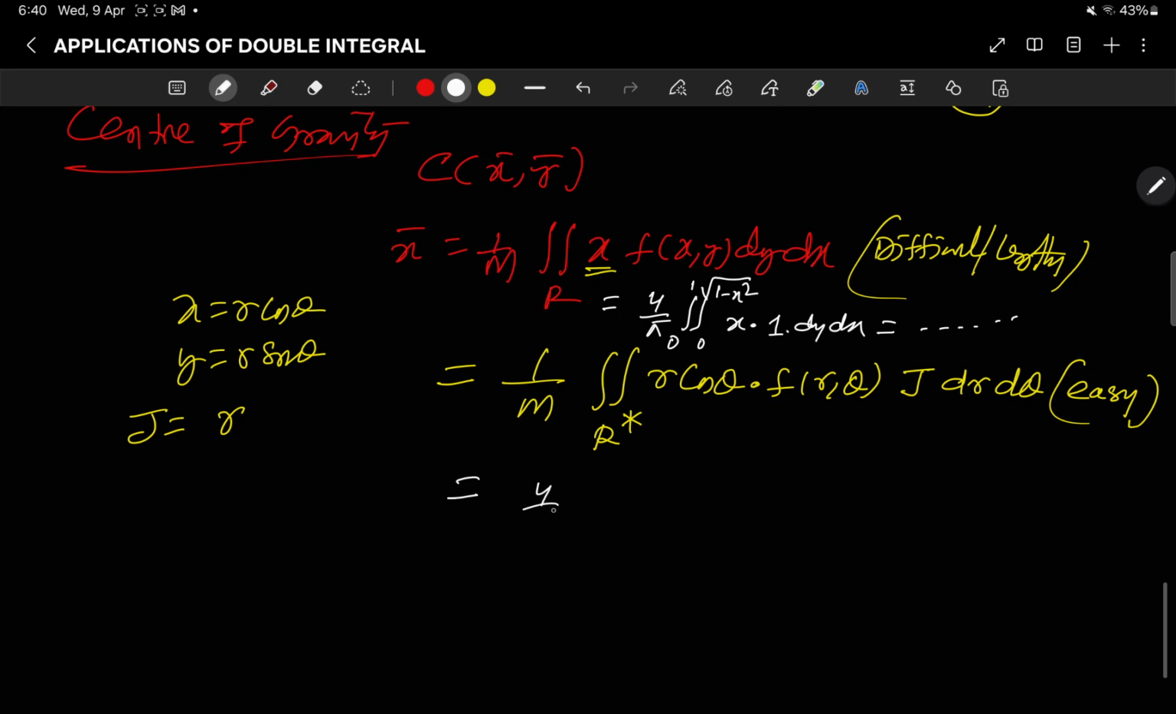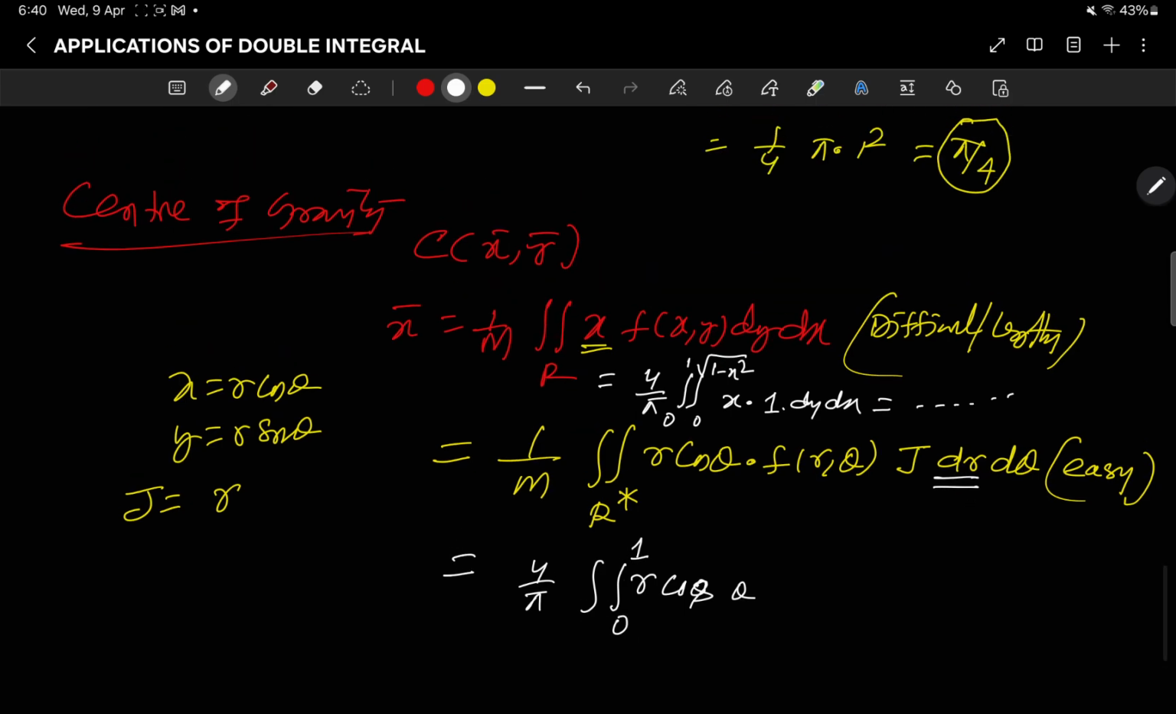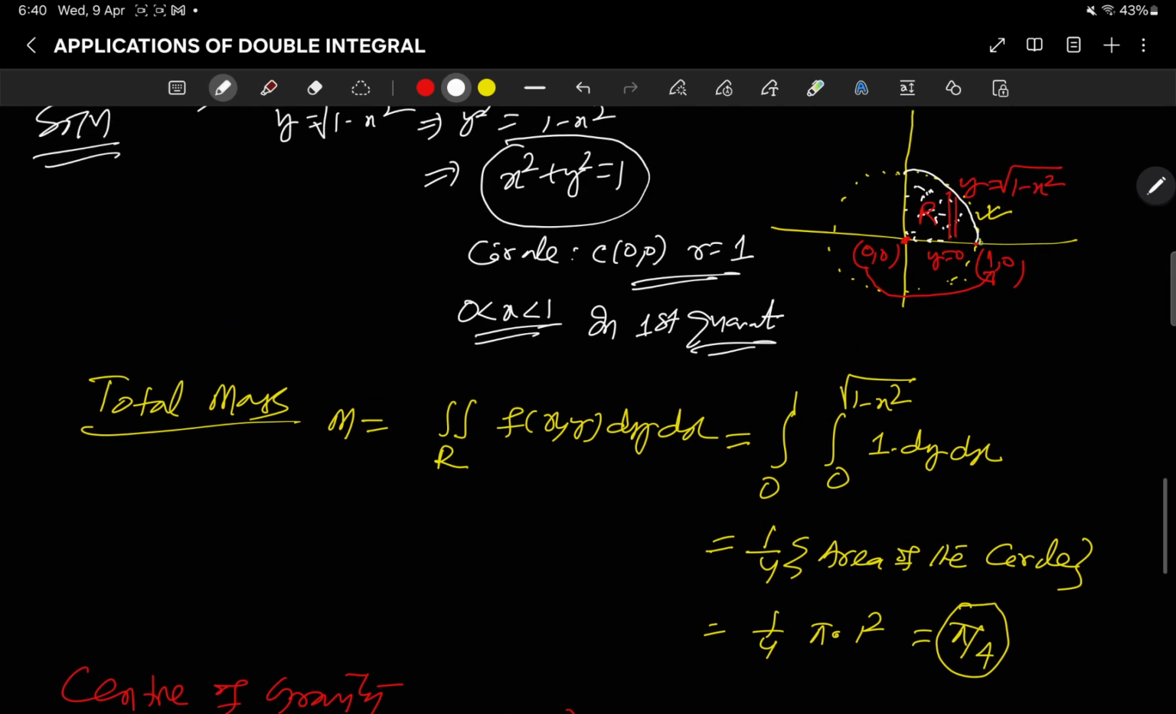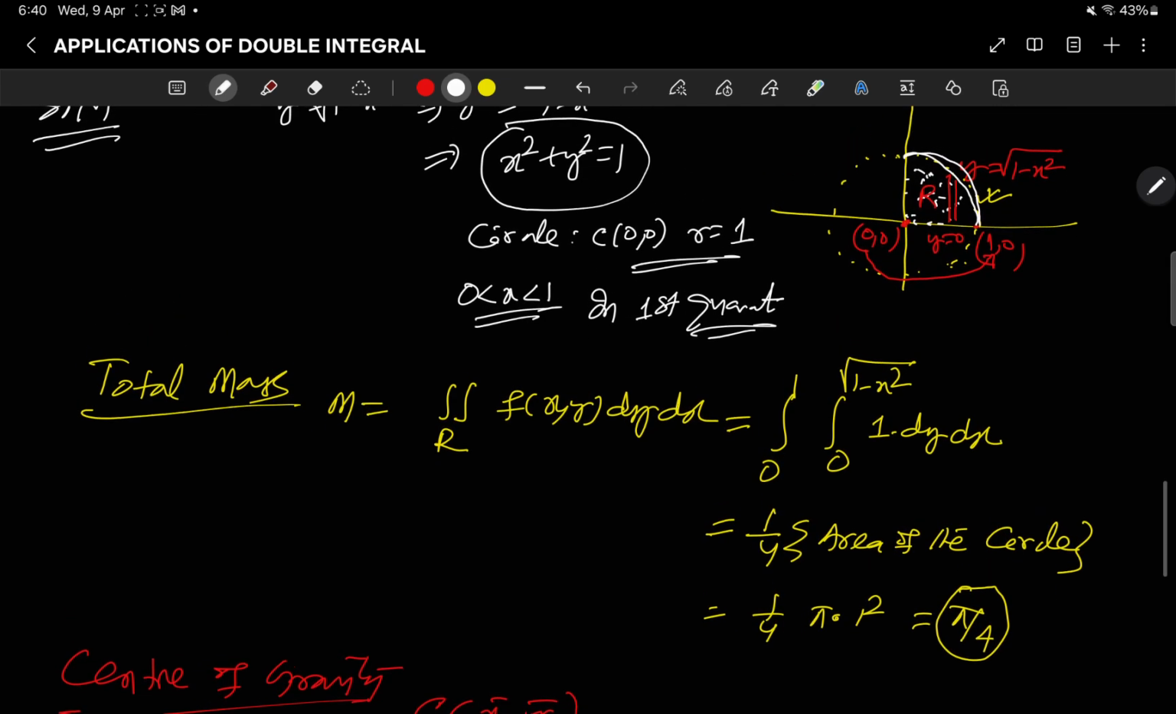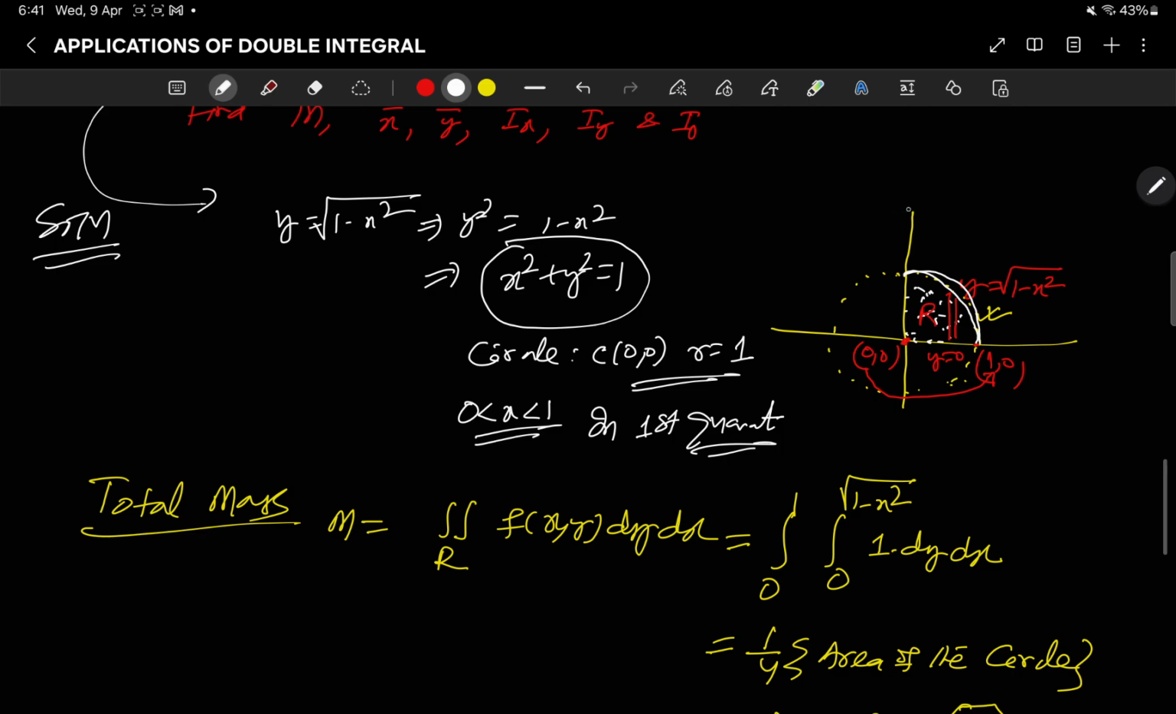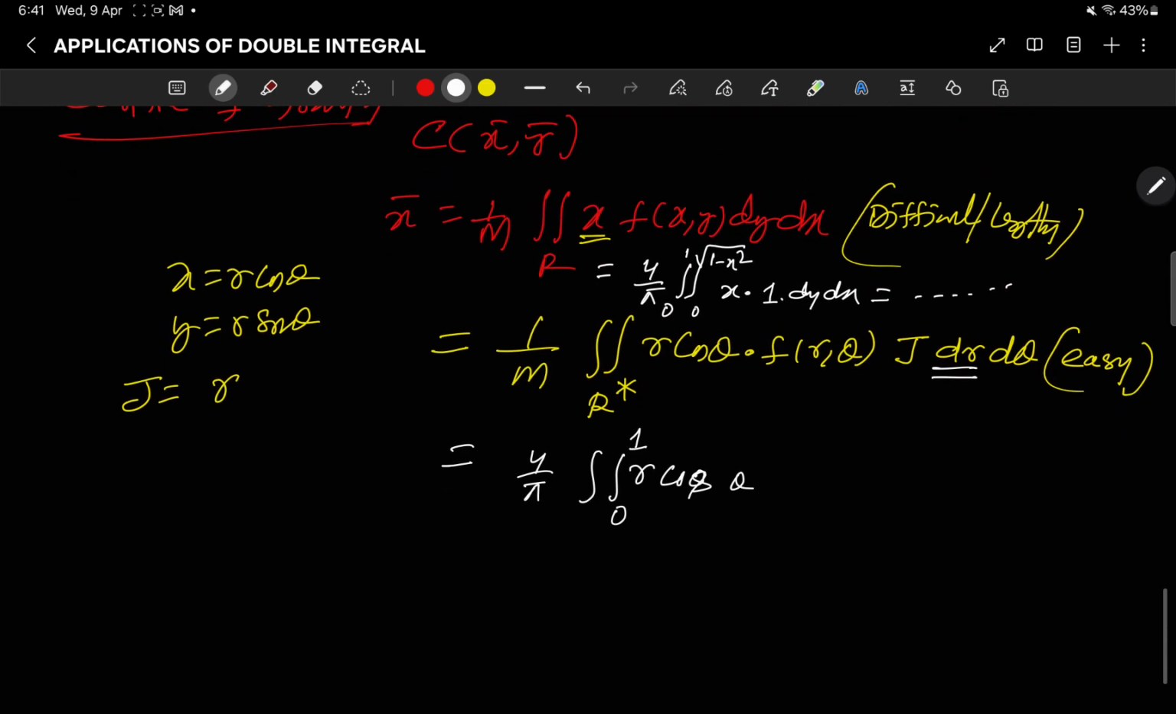It is 4 by pi, double integral of r cos theta. The radius is 1 here, and theta in the first quadrant, the angle of rotation here is 0 to pi by 2, sorry, 90 degrees, pi by 2. So it is 0 to pi by 2, cos theta. And what is your Jacobian? The Jacobian is r, and it is dr d theta.